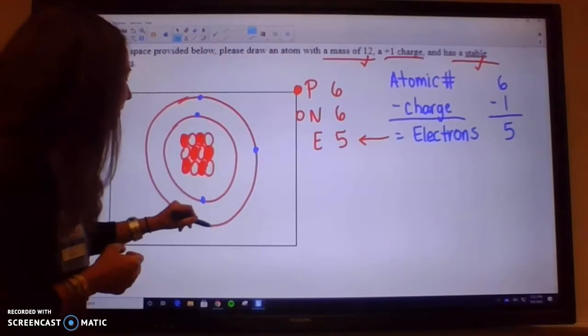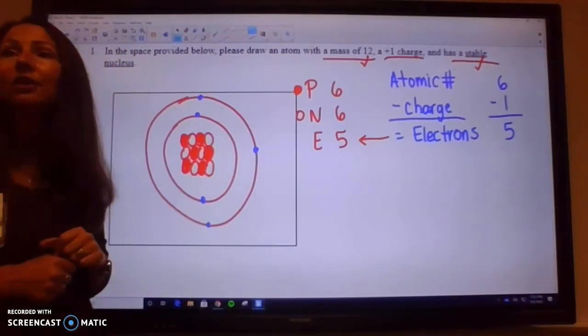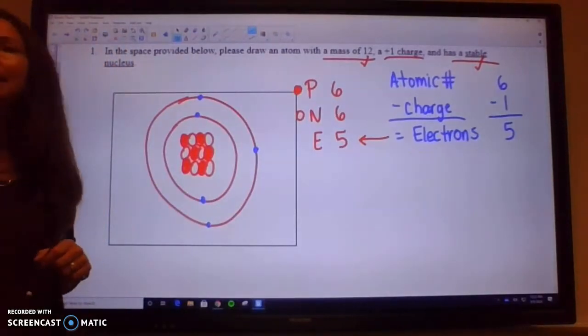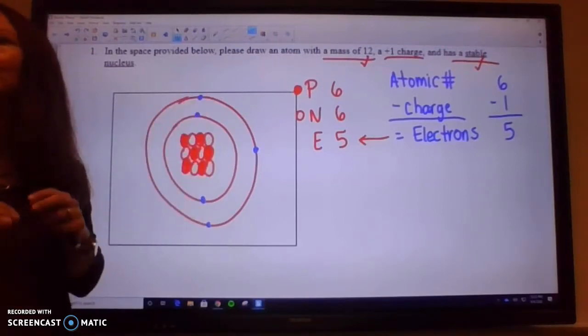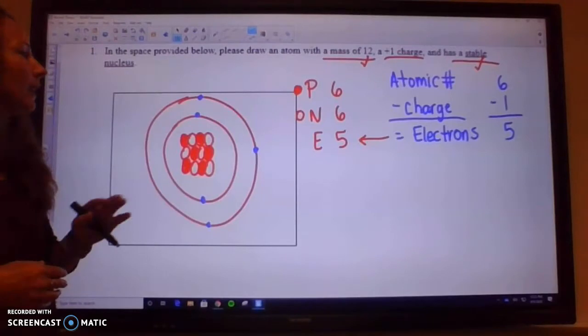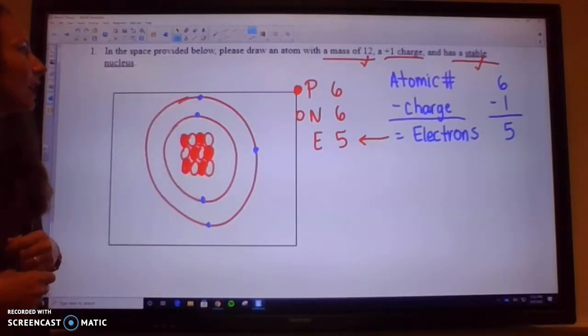And I'm not going to be super picky about how you arrange your electrons, but in this 3rd unit, we're going to talk about how they're arranged and why that's useful to arrange them that way. Okay? So, all right, we've got our atom.